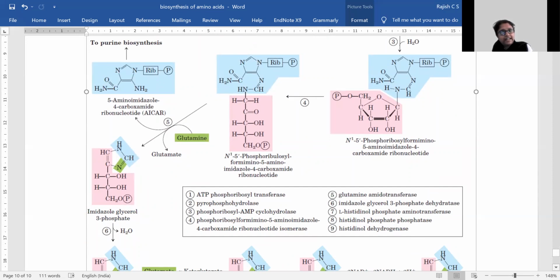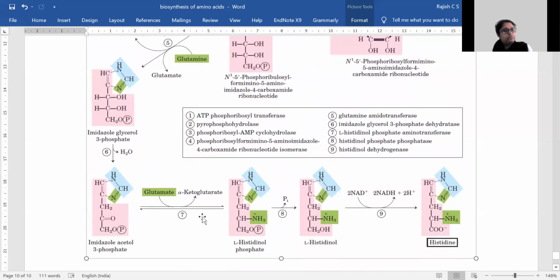Now there is a dehydratase reaction in which water will be removed from the glycerol part, so this becomes a C double bond O instead of a CHOH over here, and this becomes CH2. So there is an OH removal from here, an H removal from here, and that is how the electron rearrangements happen. So that becomes acetol phosphate. Again, that is a dehydratase reaction. And then there is a transaminase reaction by which the amino group is added over here instead of the keto group.